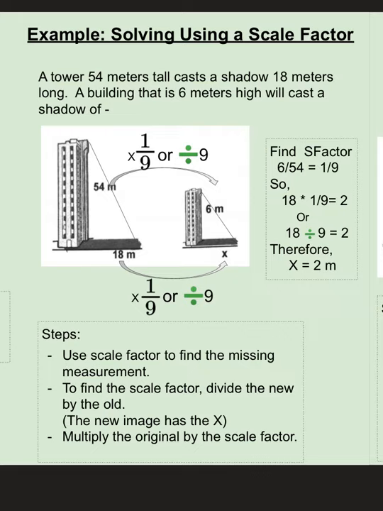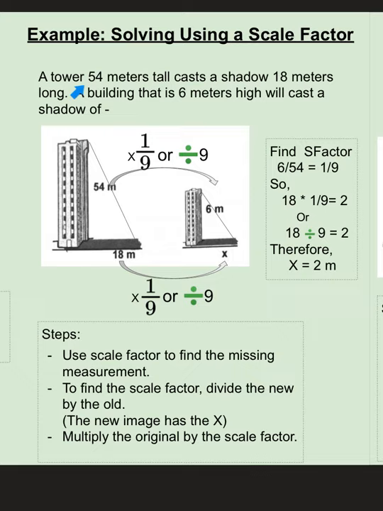the missing measurement. Here we have a tower, 54 meters tall. It casts a shadow 18 meters long. A building that is 6 meters high will cast a shadow of blank. So you can see here, there's the picture. You have the tower with its shadow. You have the building with its shadow.